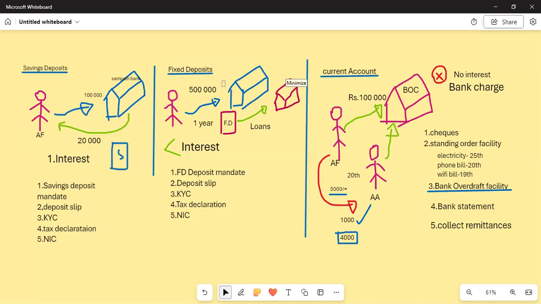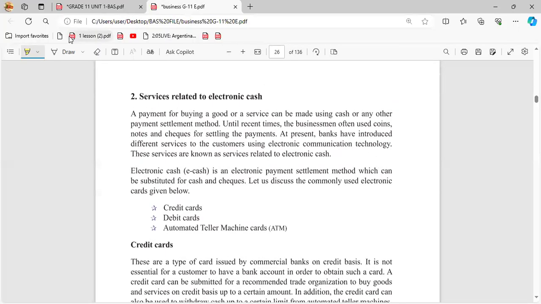Now we are going to learn something called electronic cash. Today in the world, electronic cash has spread everywhere, and it is a really famous way as well as one of the easiest ways to do transactions. Am I clear? One of the easiest ways to do transactions today.